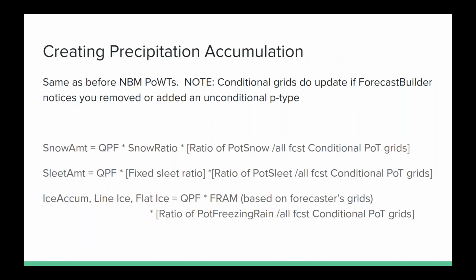Beyond this, when it comes to precipitation accumulation, all this still remains the same. I just want to provide a note here that the conditional grids will update, if you've made some changes there to the unconditional p-type. That just happens automatically, so that way when the precipitation accumulation reads in those conditional probability type grids, they are reflective of what changes you made to the unconditional.